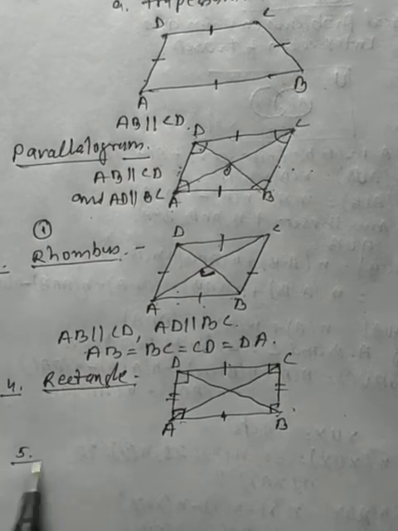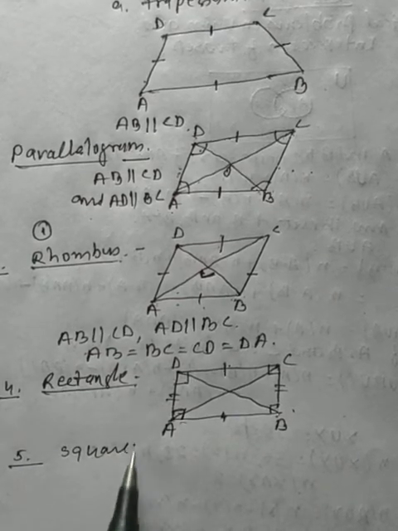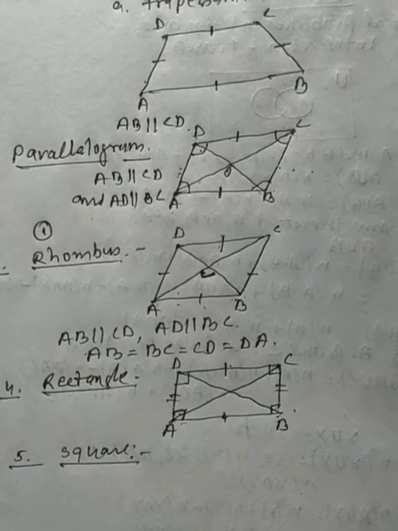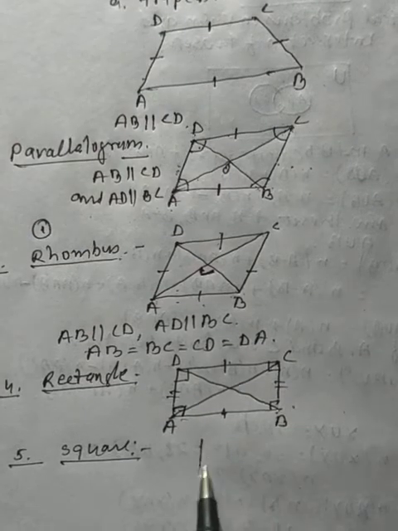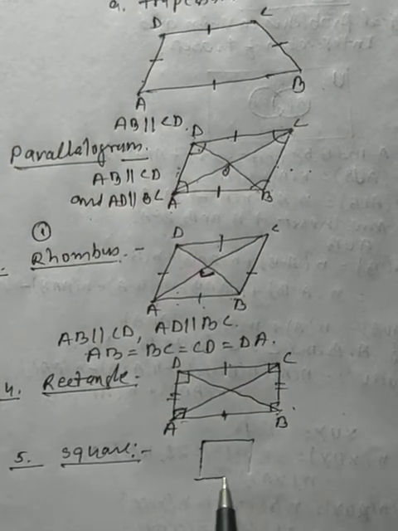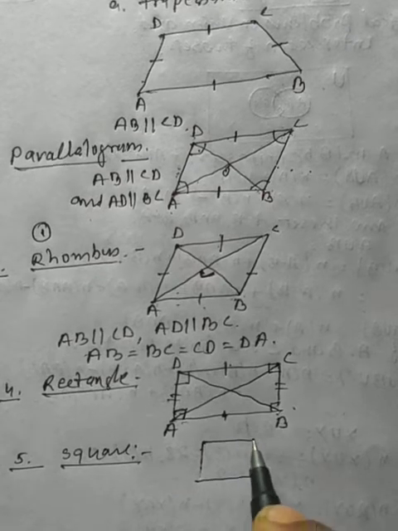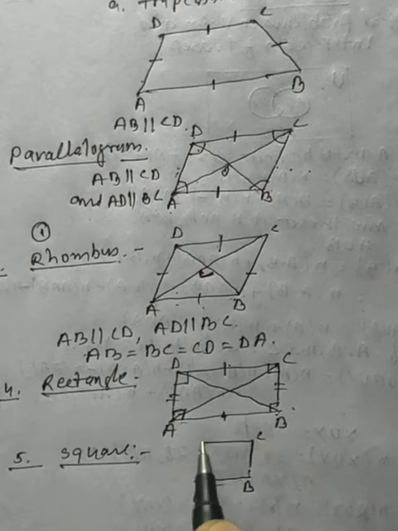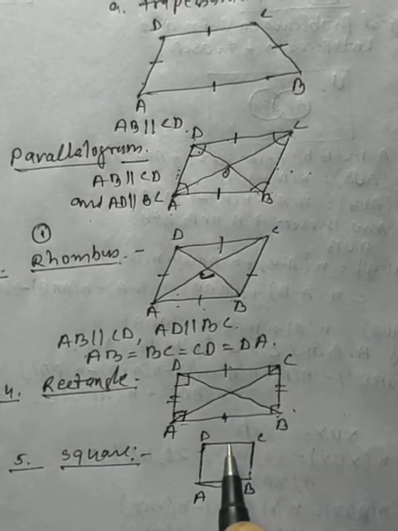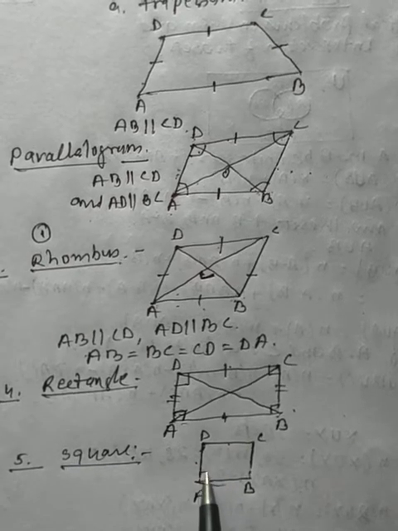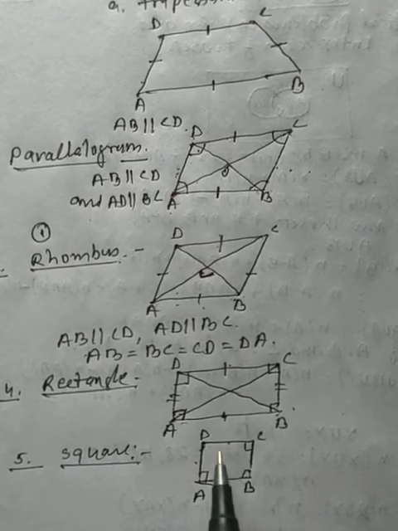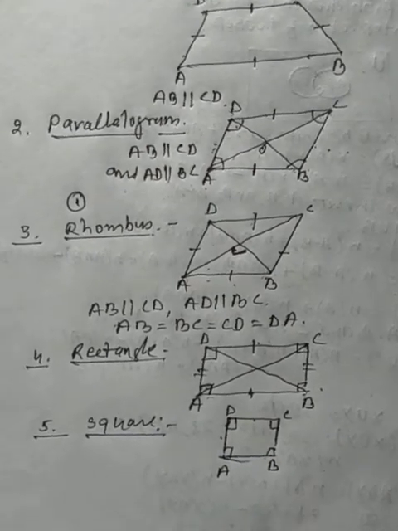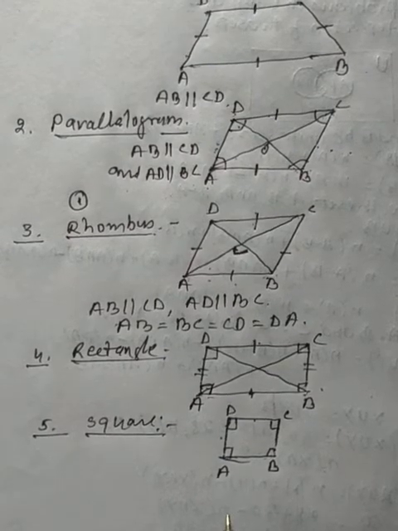Number 5, square. A parallelogram in which all sides are equal and each angle is 90 degrees. That means AB is equal to BC is equal to CD is equal to DA, and angle A is equal to angle B is equal to angle C is equal to angle D is equal to 90 degrees. Then it is called a square.